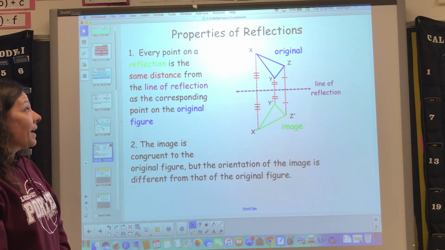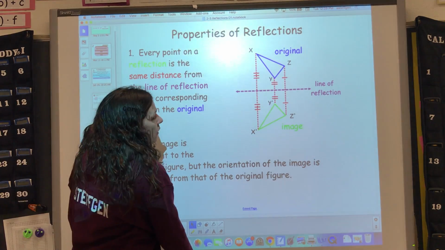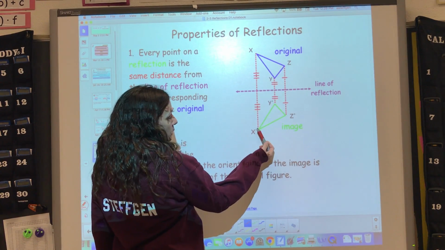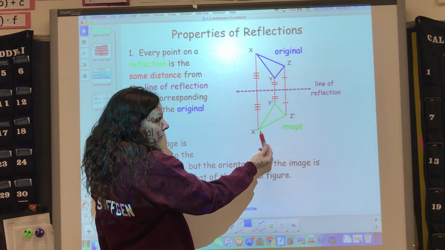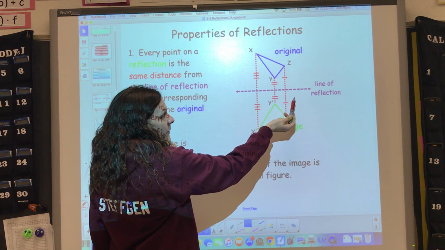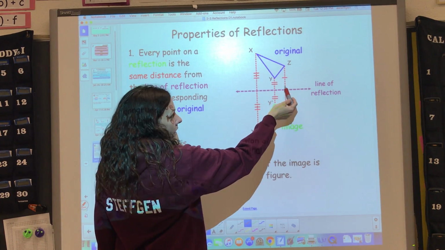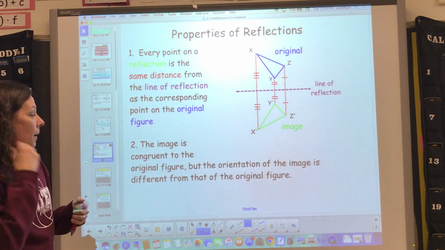So every point on a reflection is the same distance from the line of reflection. If I look at this point, x and x prime, let's say this is 10 away from the line of reflection, this would be 10 away from the line of reflection. Here's y and y prime. If this was 3 away from the line of reflection, this is 3 away. If this is 5 away, z prime is going to be 5 away.